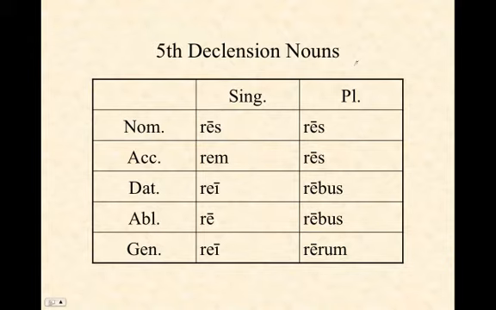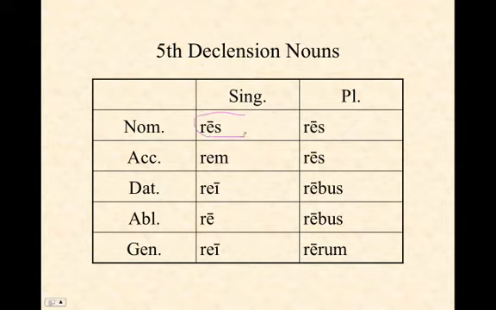But in the case of the fifth declension, the very common and important nouns res, meaning thing, and dies, meaning day, happen to be fifth declensions. So they're well worth learning. Here are the endings and ways to help remember.